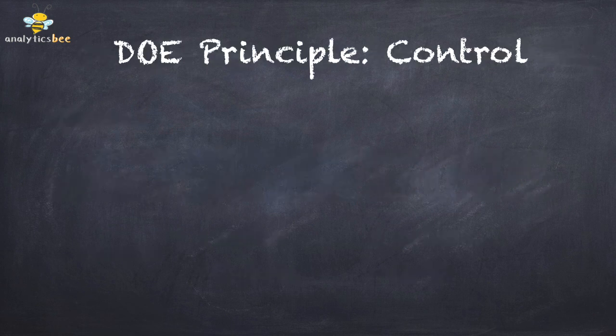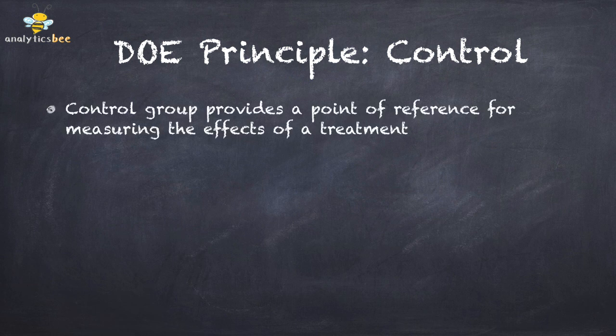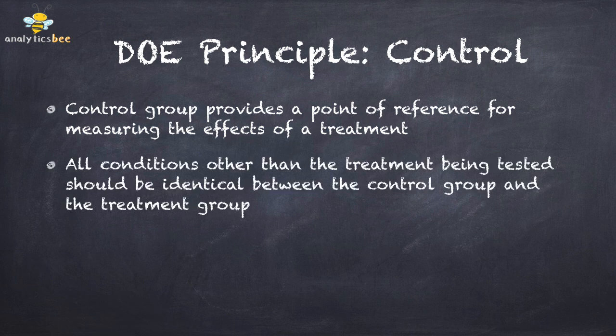Why do we need a control in experimental design? Well, it turns out that it's often very challenging to measure a phenomenon in absolute terms. Instead, experiments are usually designed to measure the change induced by a treatment relative to a baseline. The control group provides a point of reference for measuring the effects of a treatment.